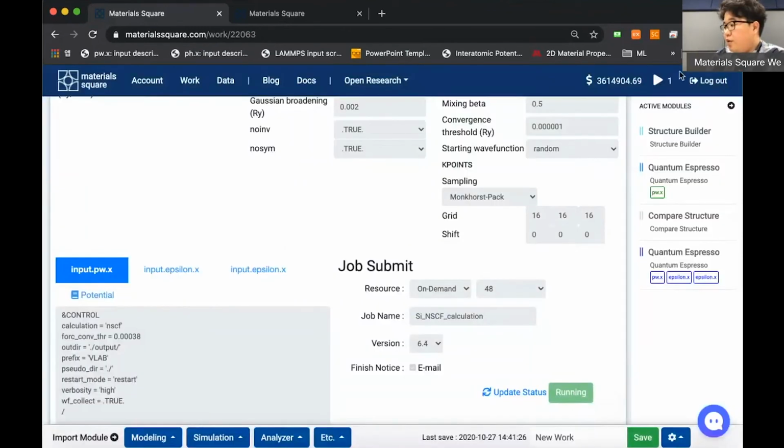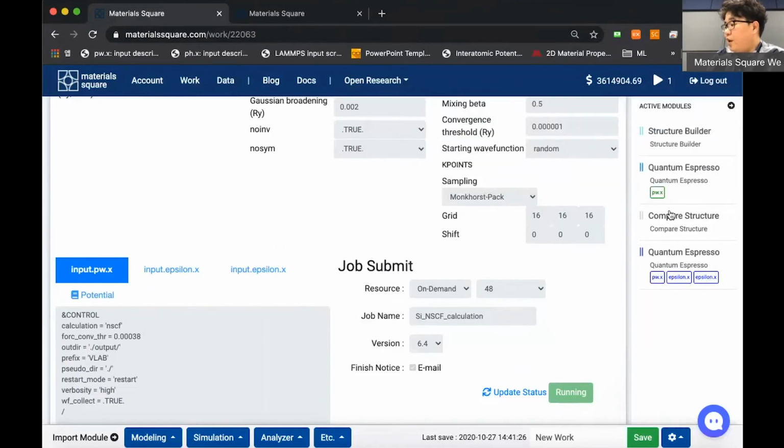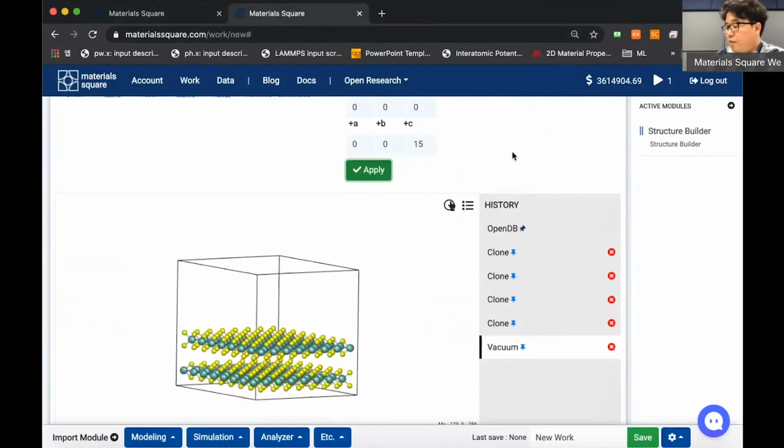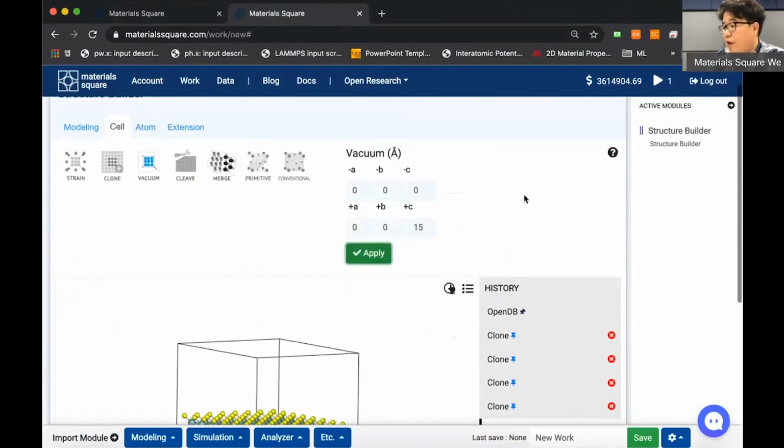So you can also check this one. 19 seconds, 20 seconds, right? So this state is also prepared. Okay, so just let the calculation run. I'm going to go back to the tier scale. Okay, I explained up to the vacuum, right?